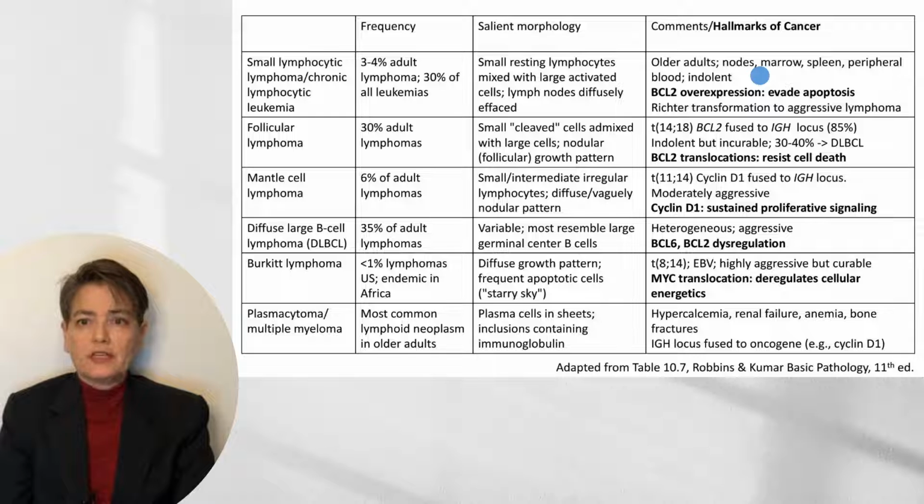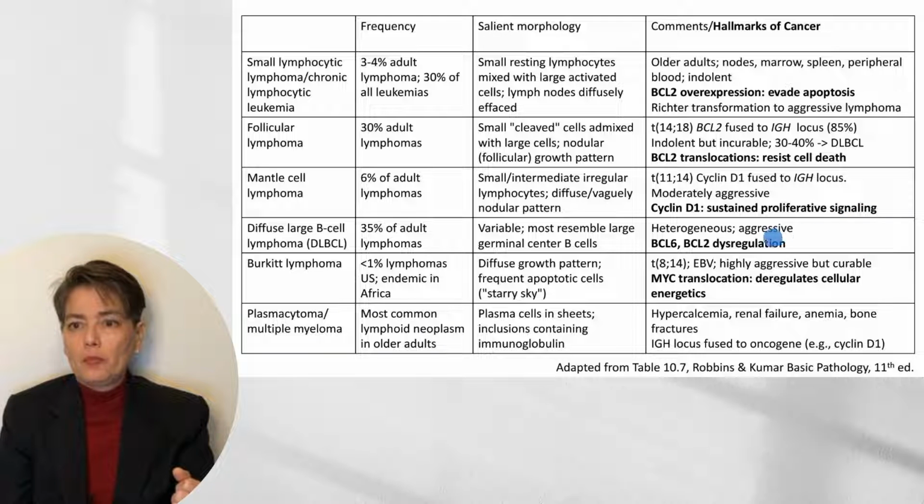So you can see things here like in SLL, CLL, we have overexpression of BCL2. Remember, BCL2 is anti-apoptotic. That's going to help these cells evade apoptosis. We see that as well in follicular lymphoma due to a BCL2 translocation.